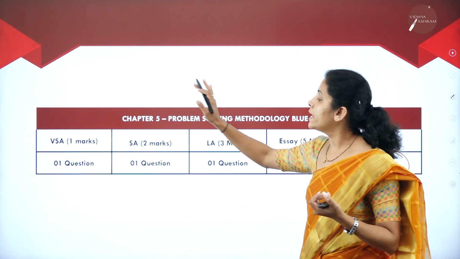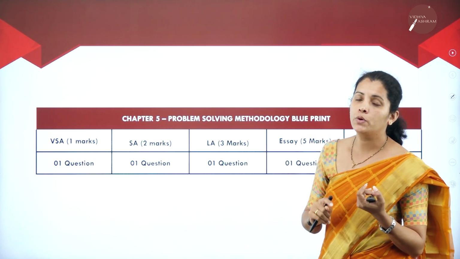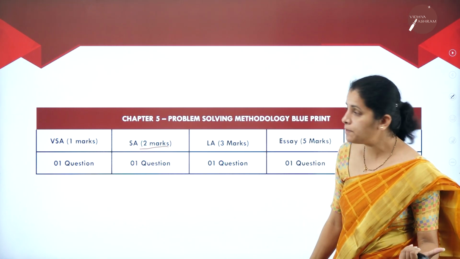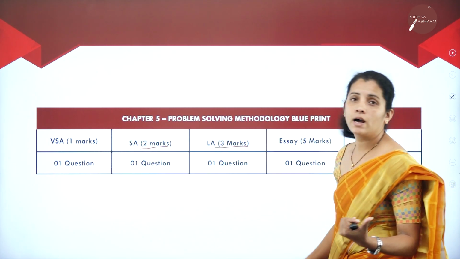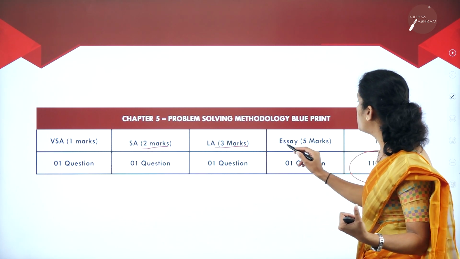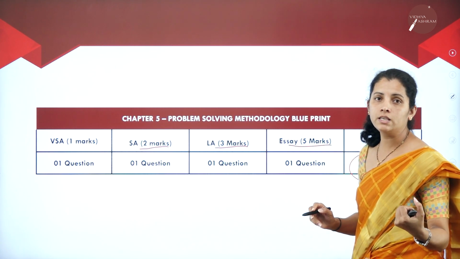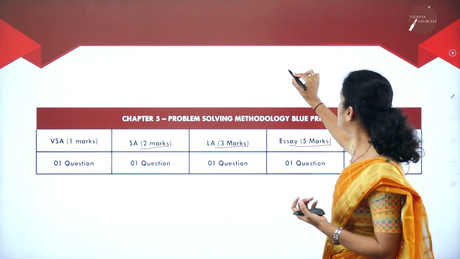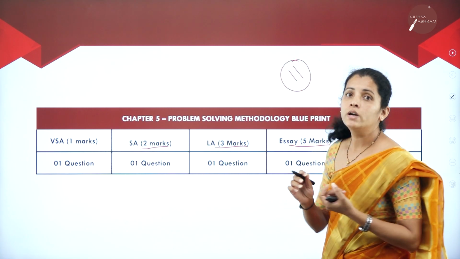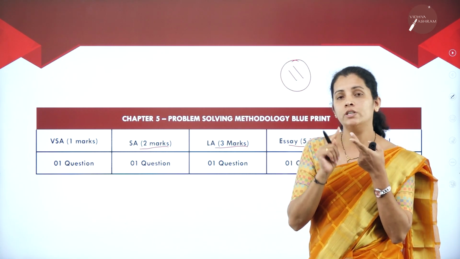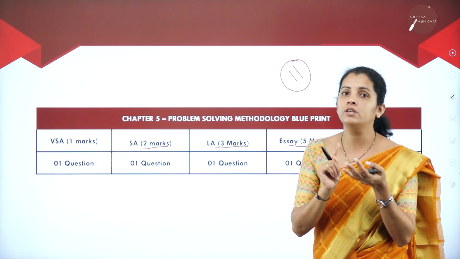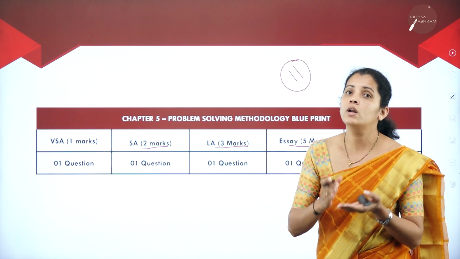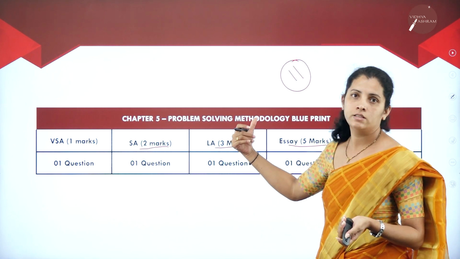That means you can expect one 1-mark question from this chapter, then one 2-mark question, then one 3-mark question, and one 5-mark question from this chapter. So what are the marks allotted for this chapter? That is 11. So here you are going to have one 1-mark question, one 2-mark question, one 3-mark question, and one 5-mark question. And it is very easy to score 11 marks from this chapter.